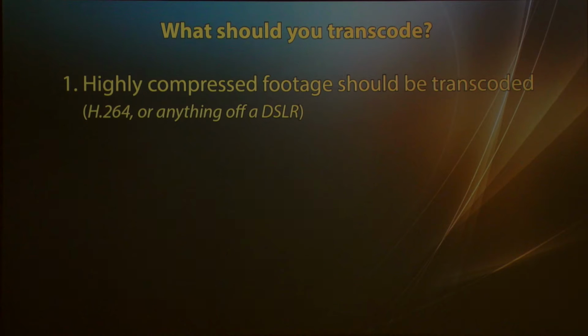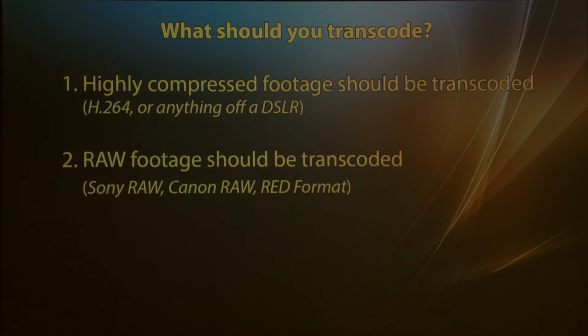But what should you transcode? Highly compressed footage should be transcoded. Your H.264s, anything off a DSLR, anything off a GoPro. Those are highly compressed footage, and it's always really, really good to transcode those to an editable codec. Raw footage should definitely be transcoded. So you debayer that stuff, and then you send it off and transcode it to a footage that you can edit with. That'll speed up your system.